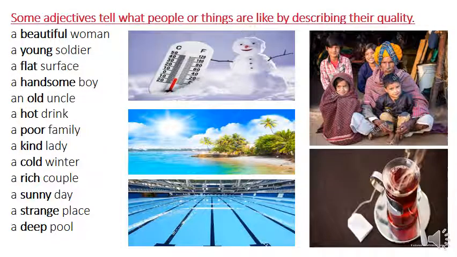Some adjectives tell what people or things are like by describing their quality. Okay? For example, a beautiful woman. I'm describing her quality. A young soldier. A handsome boy. A hot drink. I'm describing the type of thing, the quality of the noun. A cold winter, a sunny day, a strange place, a deep pool. So these are adjectives that describe the quality. They are called quality adjectives. Okay?